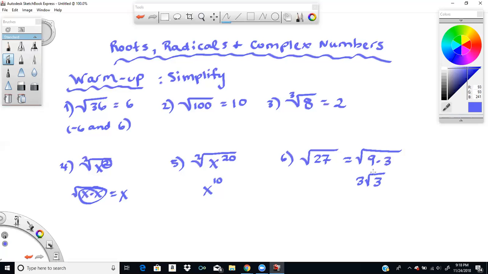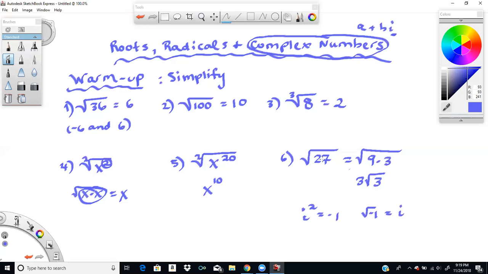All right, so that's the warm-up. Now we're going to look at simplifying radicals, and we'll also get into complex numbers, dealing with the a plus bi form. We have the imaginary number. When dealing with complex numbers, just keep in mind that i squared is equal to negative 1, and the square root of negative 1 is equal to i.